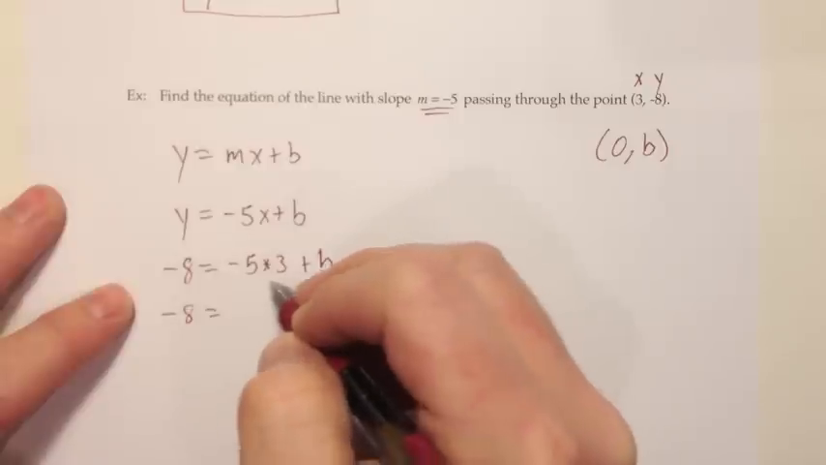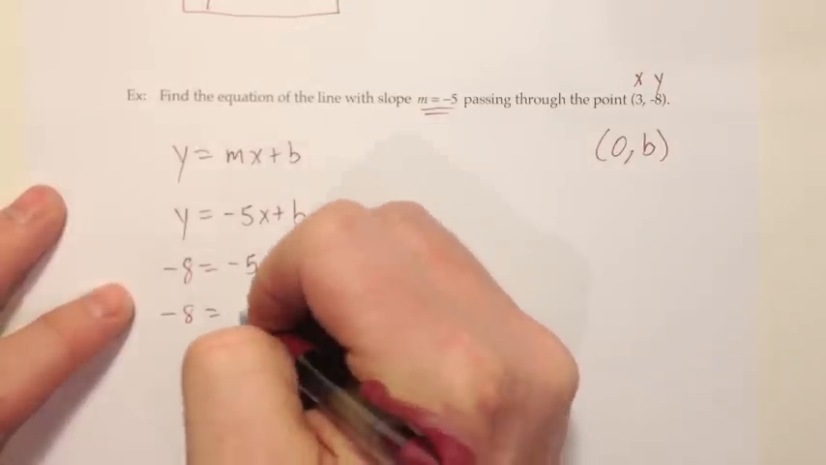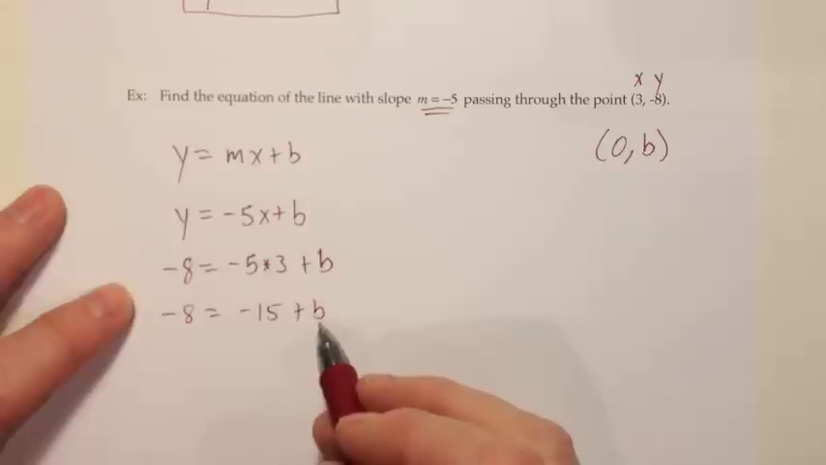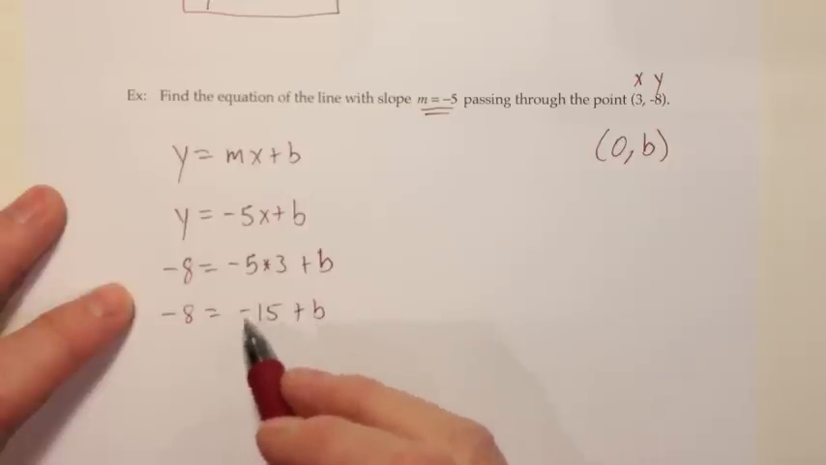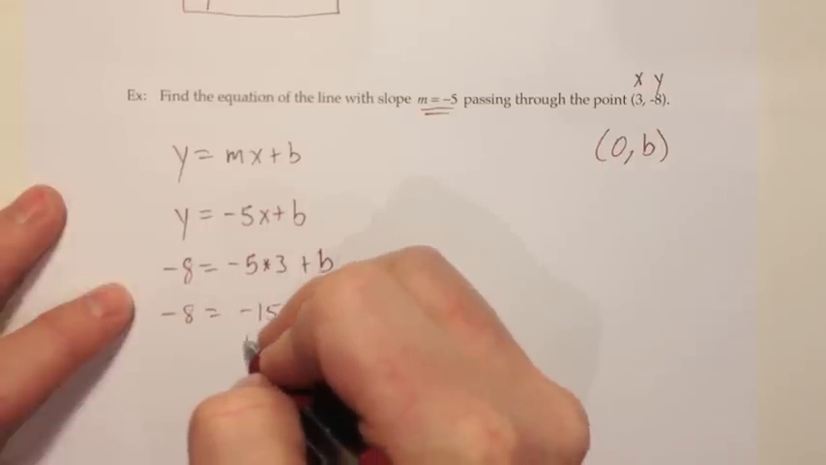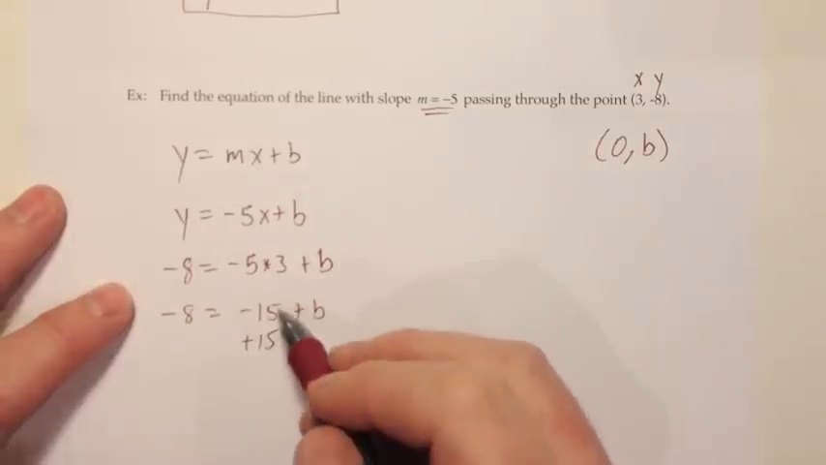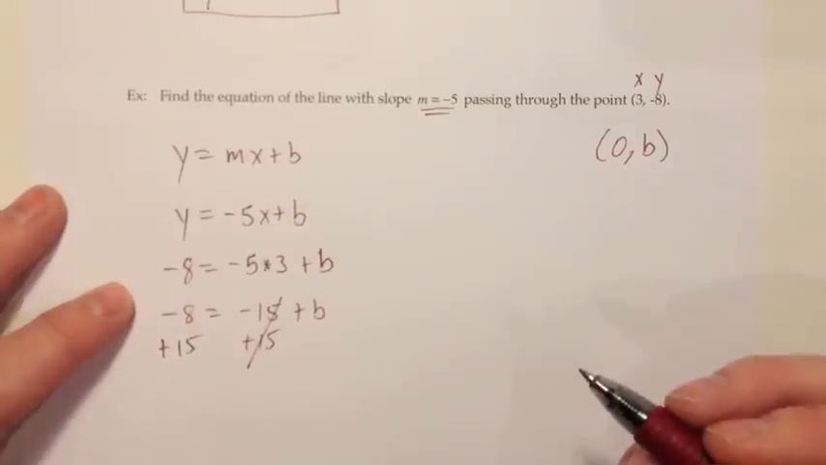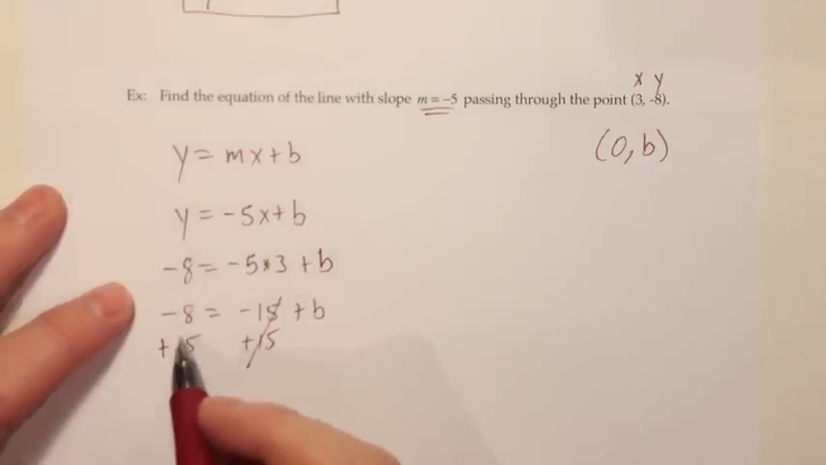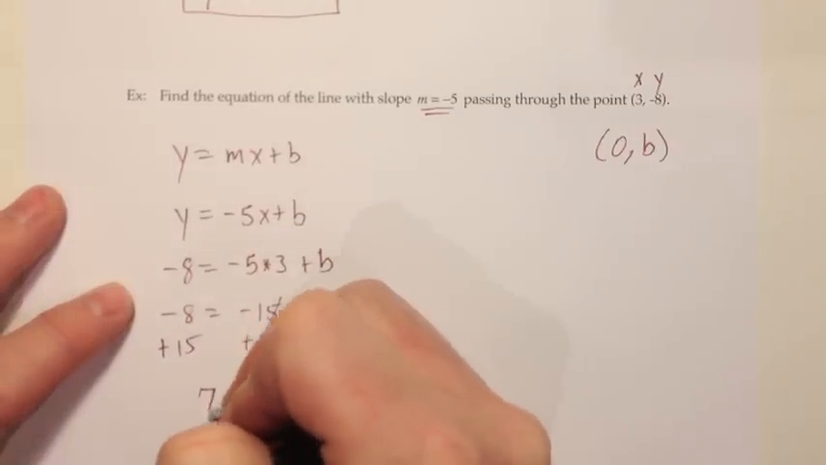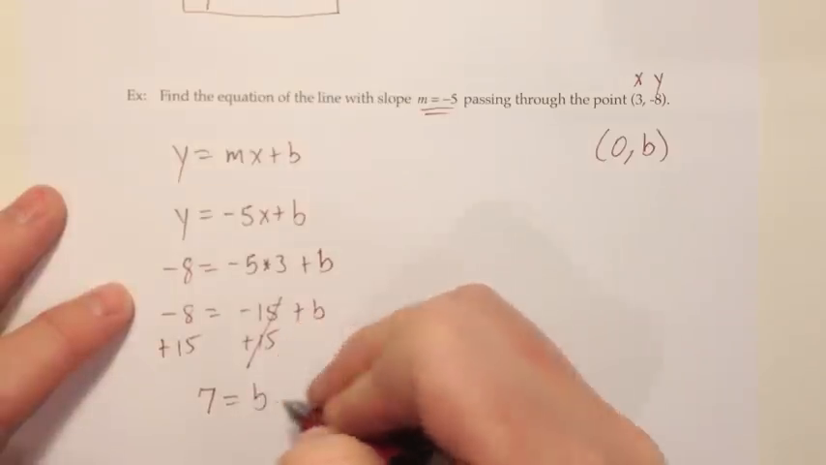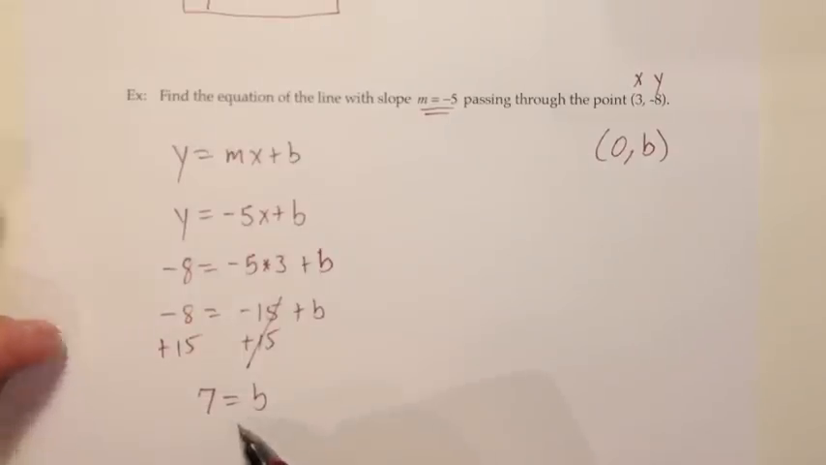So the first thing I would do is simplify here. Negative 5 times 3 is negative 15. And then this negative 15 is connected to the b by addition, so I want to add the opposite to both sides. So if I add 15 right here, it'll cancel the negative 15. And I add 15 to the other side to keep things balanced. And over here, the negative 8 plus 15 is positive 7. And on the right, the 15s have canceled, and we just have the b. So b is 7. But that's not my answer. That's just the value of b.